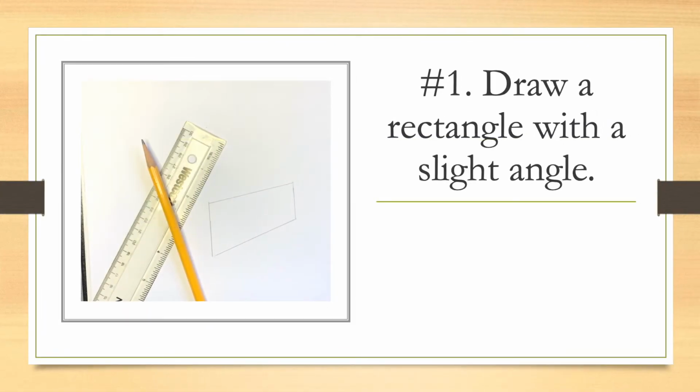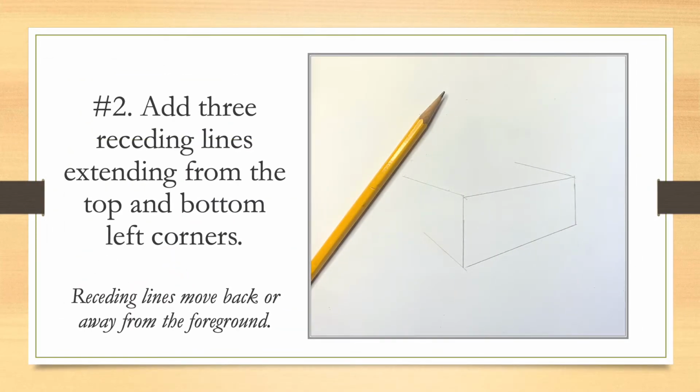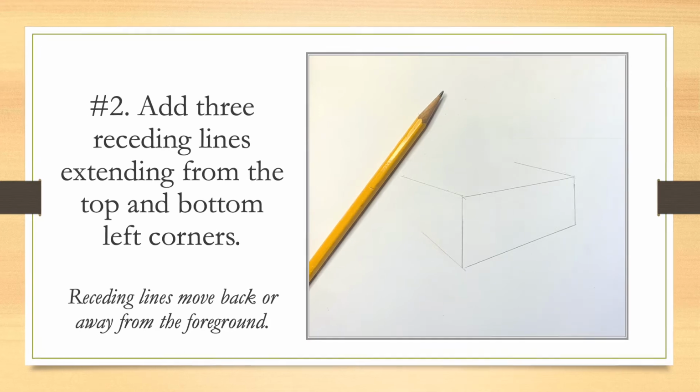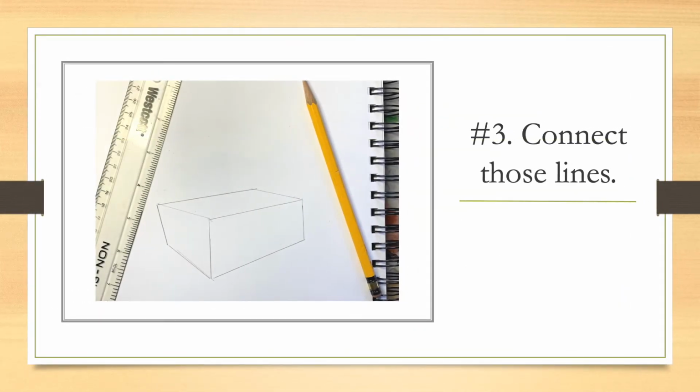So number one, you're going to draw a rectangle with a slight angle. So you can see it's more like a parallelogram. Number two, add 3 lines receding from each of the corners on the top and the one on the left. And receding means to move back or away. All right, you're going to connect those lines that you just drew. So now there's a flat looking surface on the top.